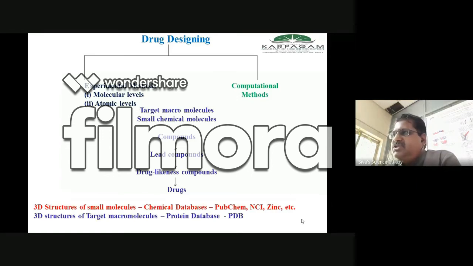So where can we get the structural information? For small molecules, as you can see in the slide, the structural information can be obtained from chemical databases such as PubChem, NCI, Zinc, and so on. For macromolecules, the structures can be retrieved from protein databases, PDB. Now let's see where molecular modeling and molecular docking come into the picture. Now we understood what a drug is and what the complications in drug designing are. For drug designing, what are the prerequisite parameters? We need the structures of the small molecules and the structures of the macromolecules. Let me move on to the next slide.